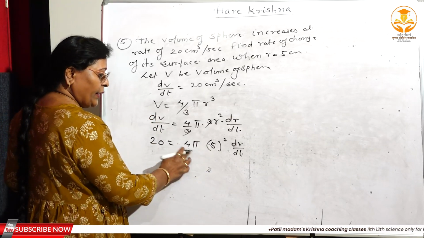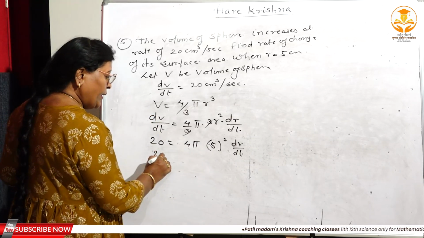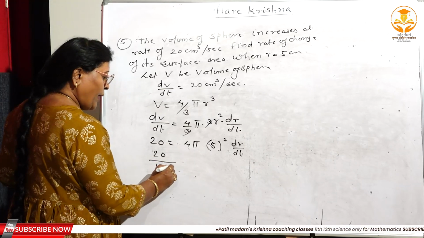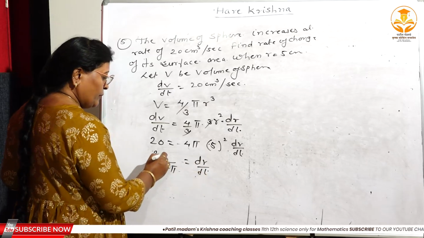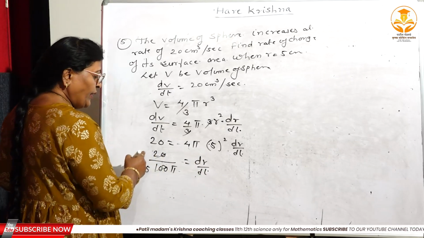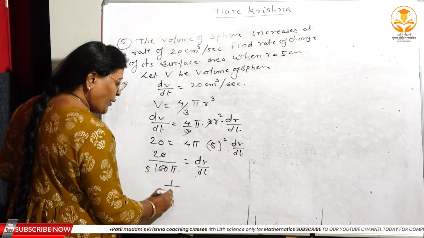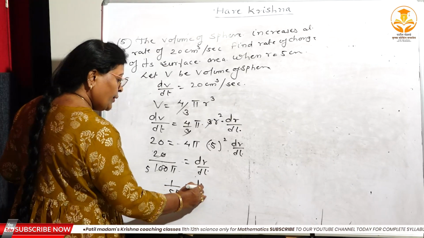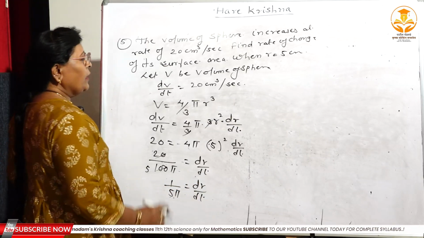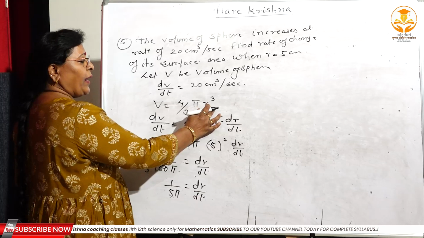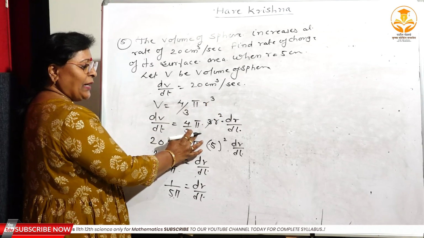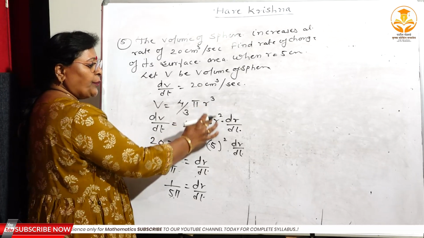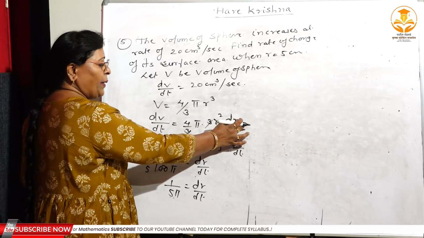25 into 400. Therefore 20 divided by 100 pi is equal to dr by dt. 25 is, therefore 1 upon 5 pi, is equal to dr by dt. Got it? V is equal to 4 by 3 pi r cube. dV by dt, 4 by 3 remain as it is, pi remain as it is. The derivative of r cube is 3r square into dr by dt.